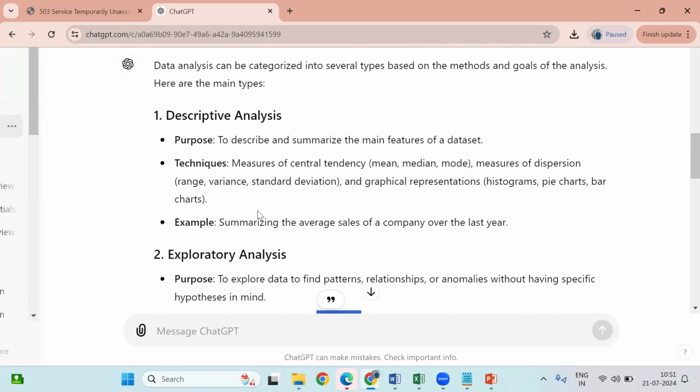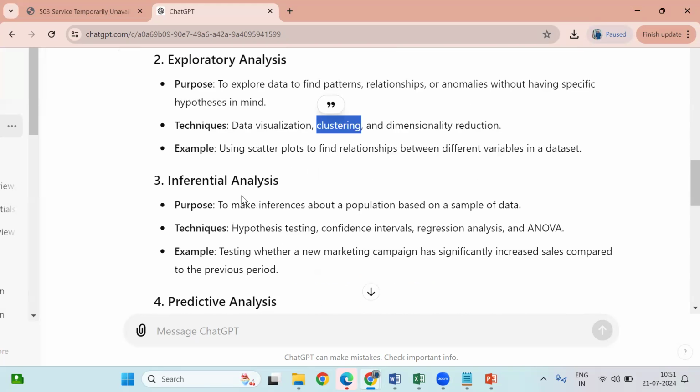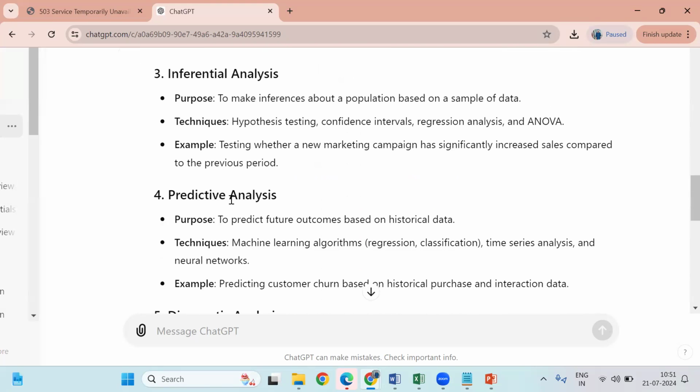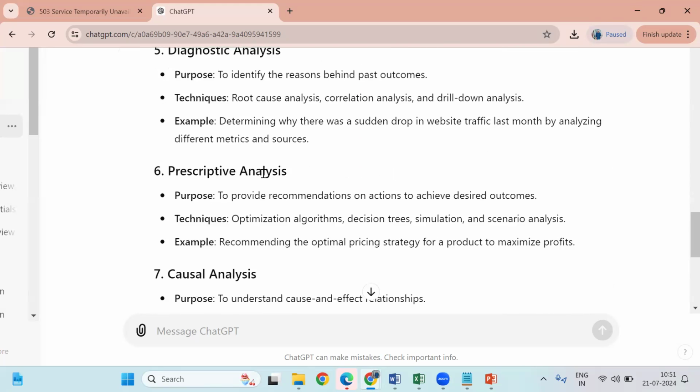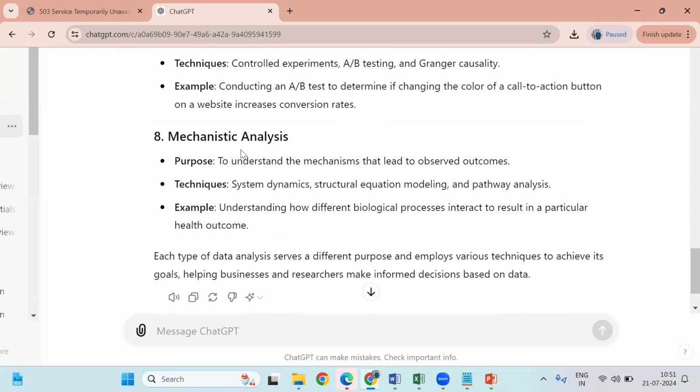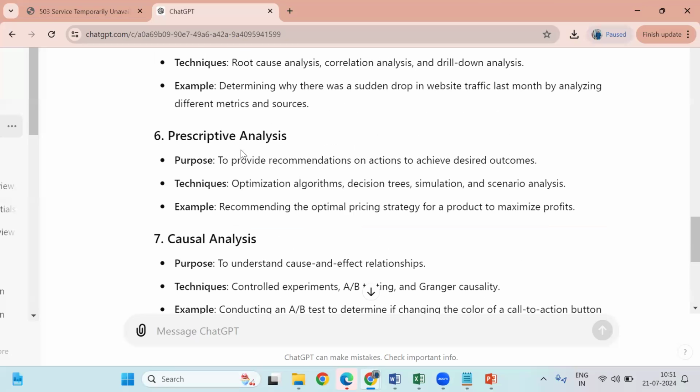So how many types do we have? Descriptive analysis, exploratory analysis, inferential analysis, predictive analysis, diagnostic analysis, prescriptive analysis, causal analysis, and mechanistic analysis. These are the topmost data analysis techniques we are using, right?